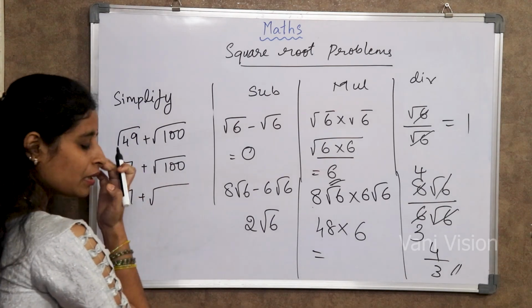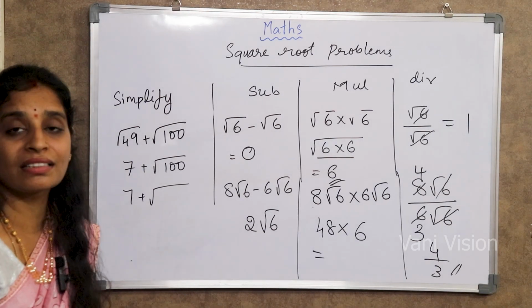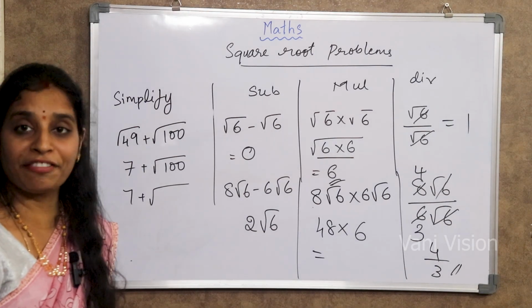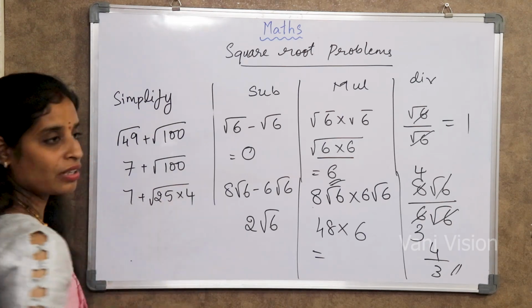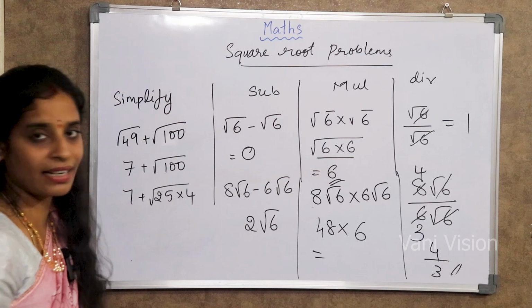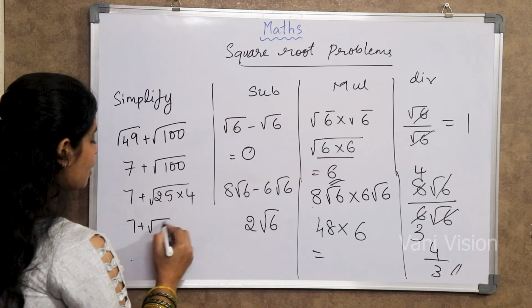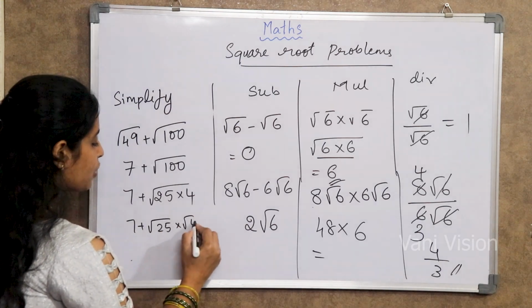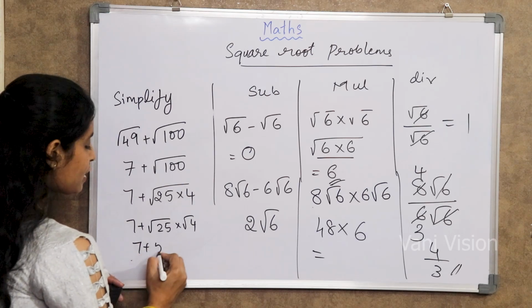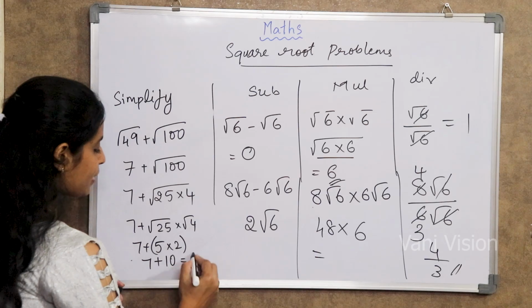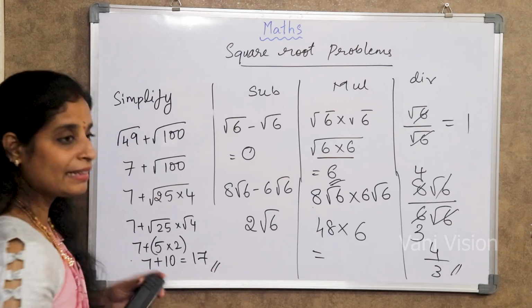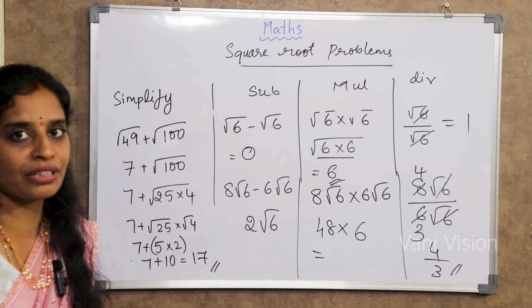See. 100 can be written as 25 into 4. 25 fours are 100, right? Now see, 7 plus root 25 into root 4. So 7 plus root 25 is how much? 5 into 2. 7 plus 10. It is equal to 17. In this way, they are going to ask you the questions.